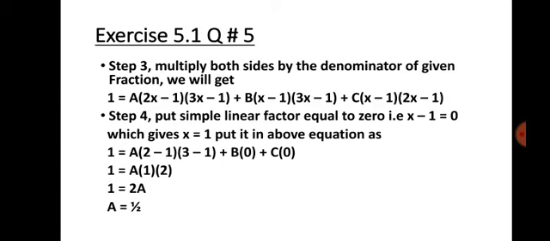So we have three factors a, 1 and 2 multiplying each other. The result will be 2a, and as 2 is multiplying with a, on the other side it will be divided. So the value of a is 1 over 2. Similarly, we can find the value of b and c.